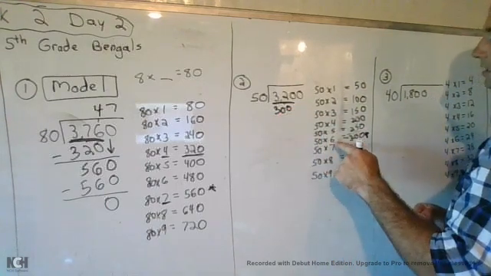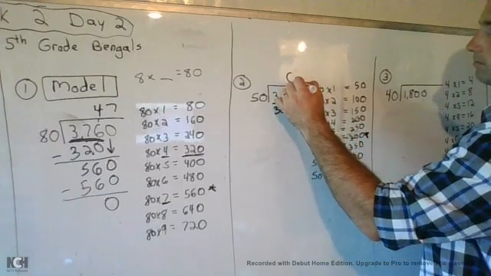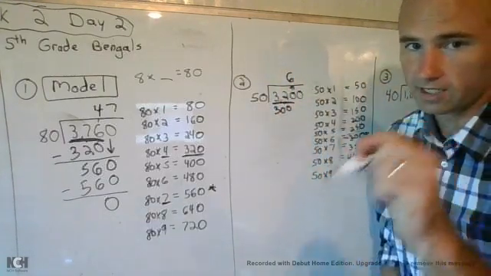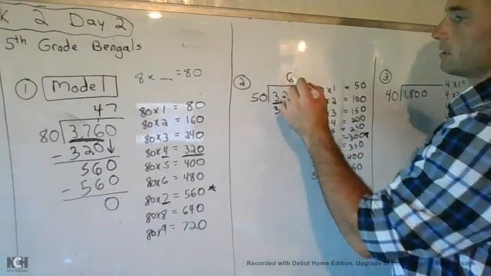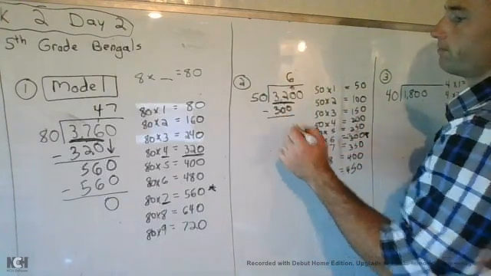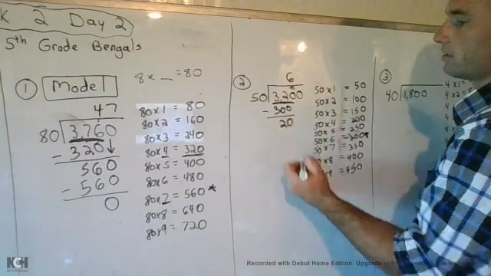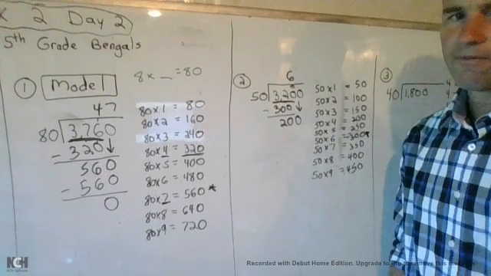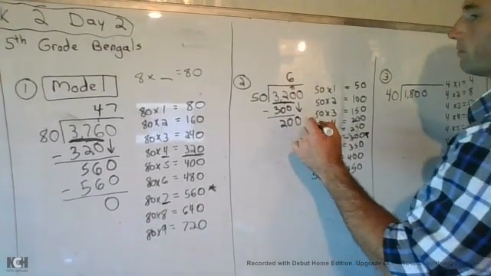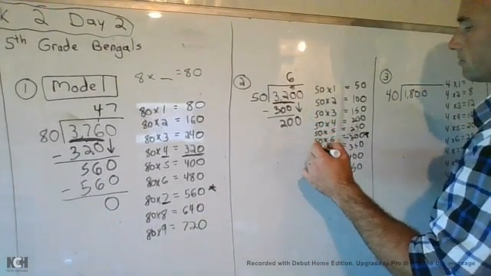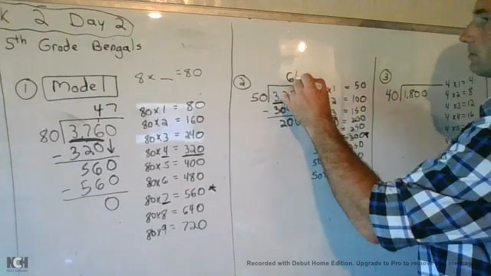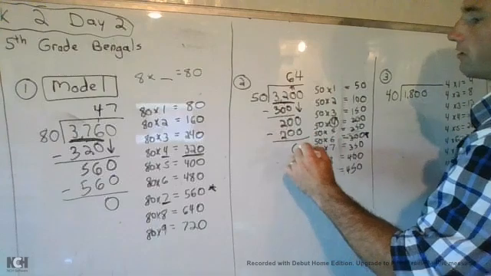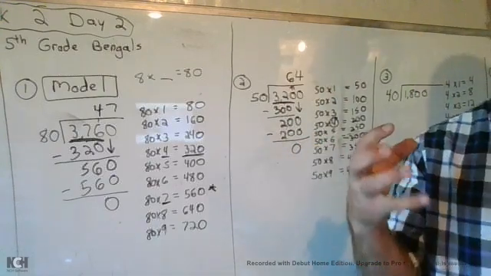Well, it took me 6 times to get there. The 6 goes above the 0 from 320. 6 times 50 equaled that 300. Subtract, you get 20. Bring down the 0 from the ones place, and now you have 50 going into 200. How many times? 4 times. 4 times 50 equals 200. You subtract, you have nothing left over, giving you the answer of 64.